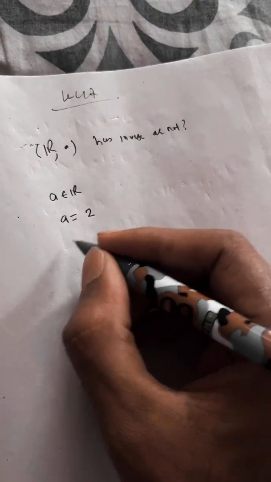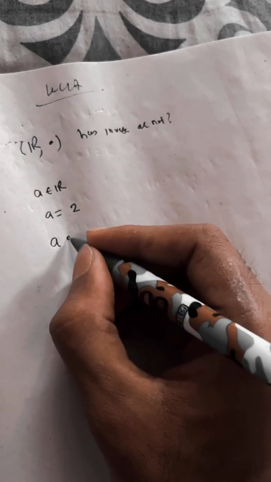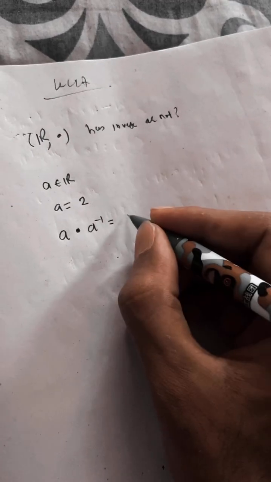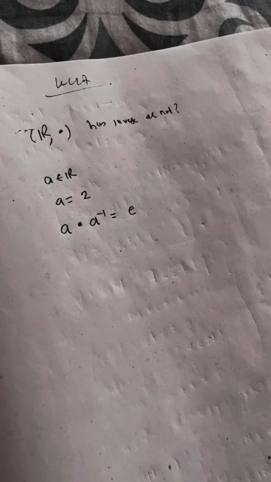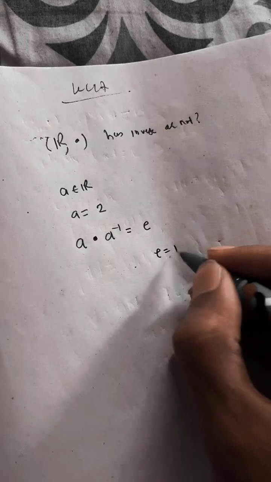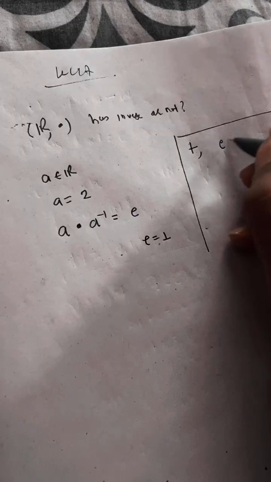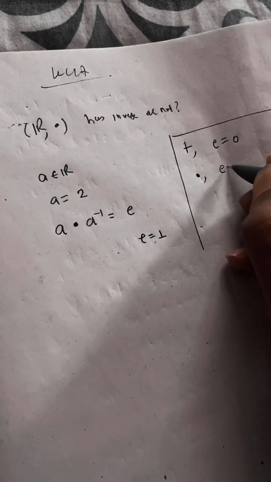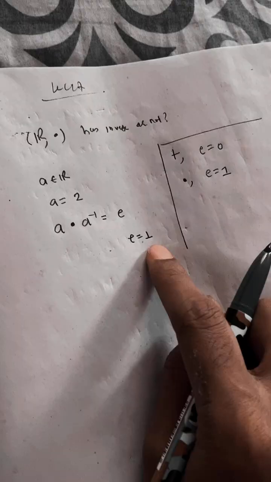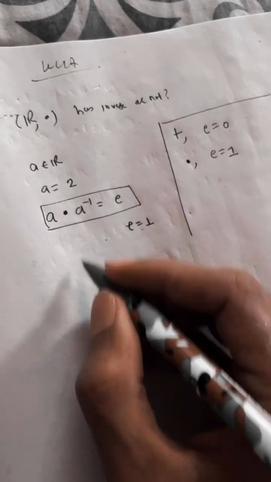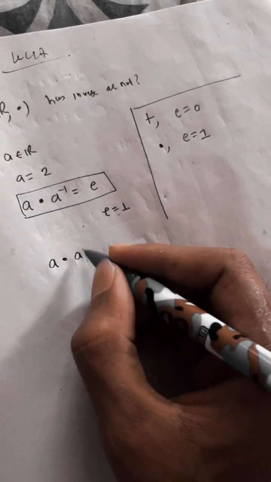Now what has happened? When a is multiplied with a inverse, the answer must be identity, right? And what is identity in real number with respect to multiplication? We know identity must be 1. In the last lecture we said, with respect to addition, identity is 0. With respect to multiplication, identity is 1. So identity should be 1. It means this equation can be written as a multiplied with some number a inverse must be 1.